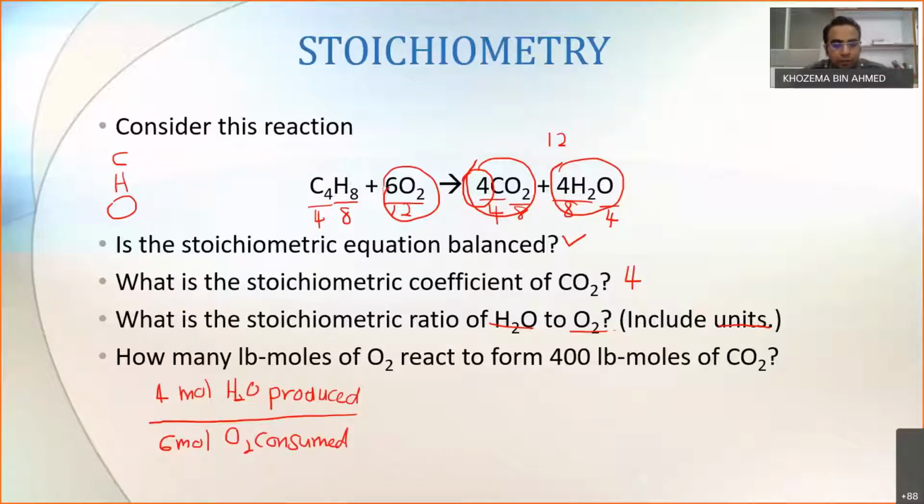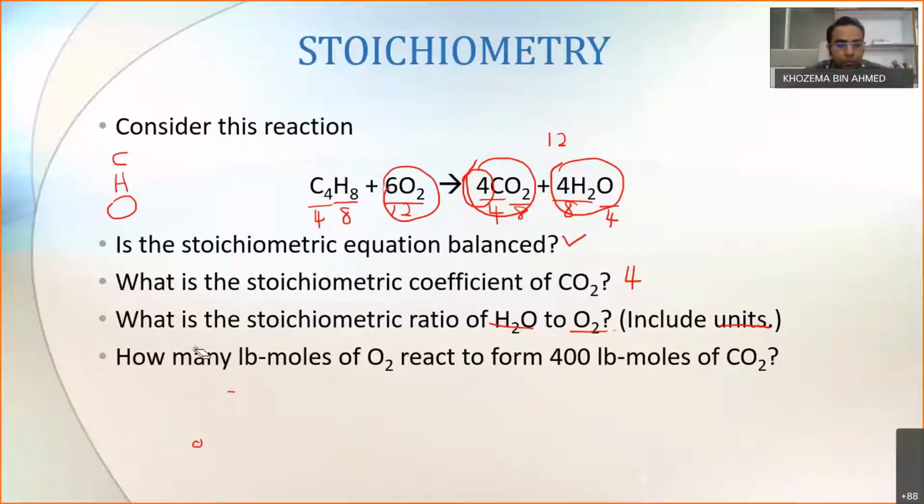Okay, so this is your stoichiometric ratio between hydrogen, water, and also oxygen. And remember, you must be able to identify whether it's produced or consumed. This is important. That's why we say include the unit. The fourth one, the final one, is that we say how many pound mole of O2 react to form 400 pound mole of CO2. So you want to know how much oxygen we need.